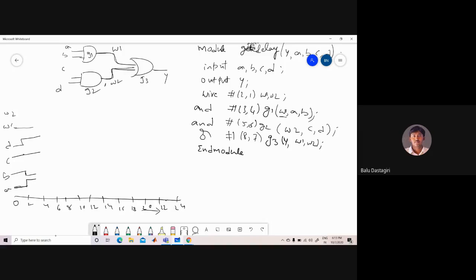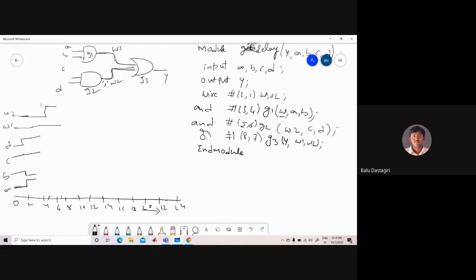But here, the AND gate G2 has a delay of 5 time units, since the output is going from 0 to 1. That is the delay when the output goes from 0 to 1. So the output will not change at 2 time units immediately. The output changes at 5 time units, that means at 5 time units W2 becomes 1, and W1 will remain the same.